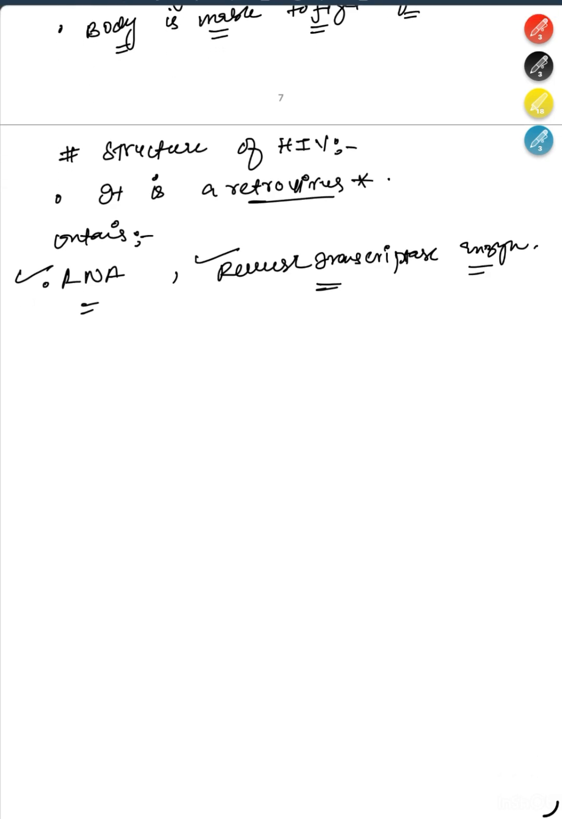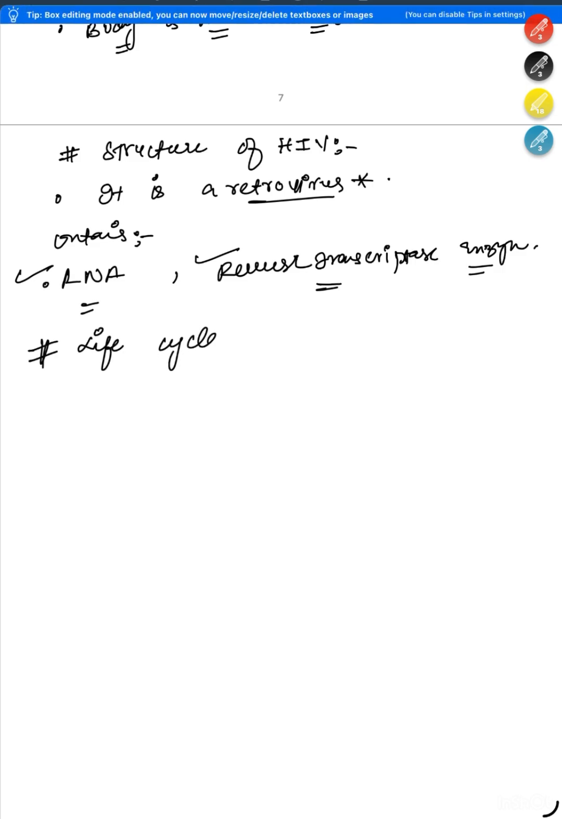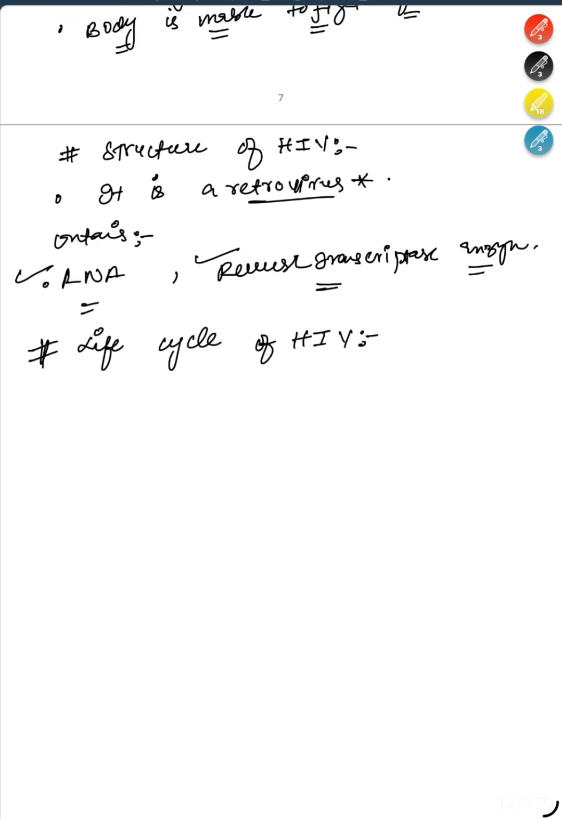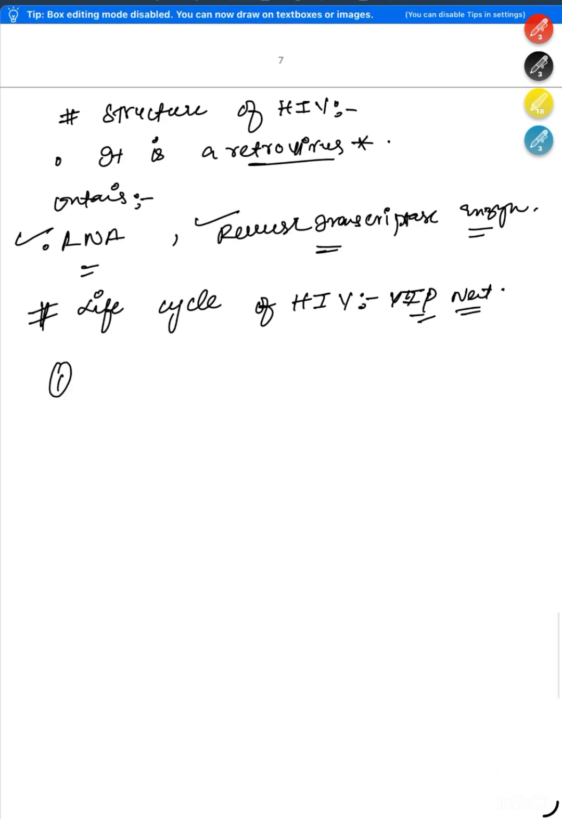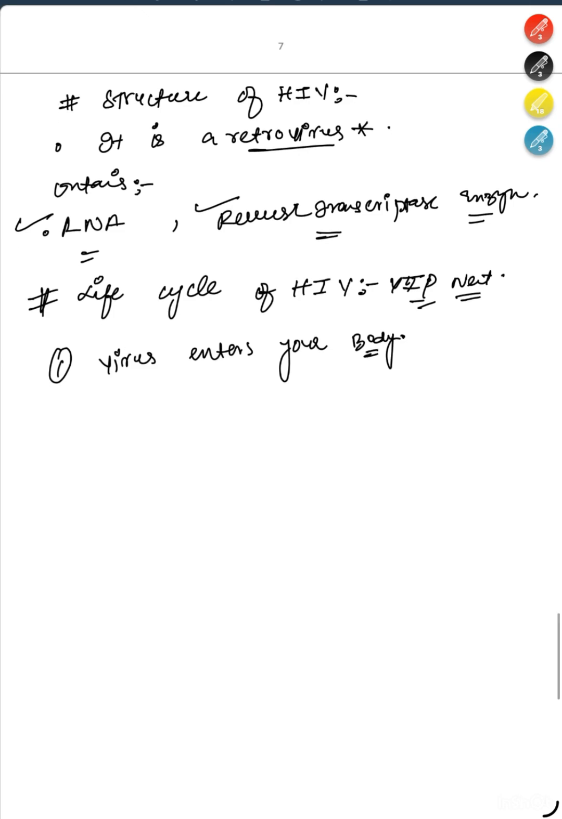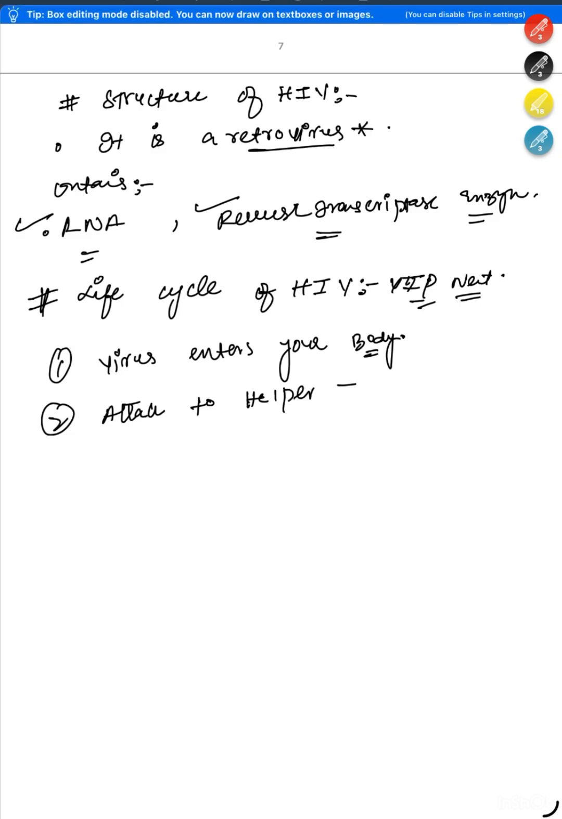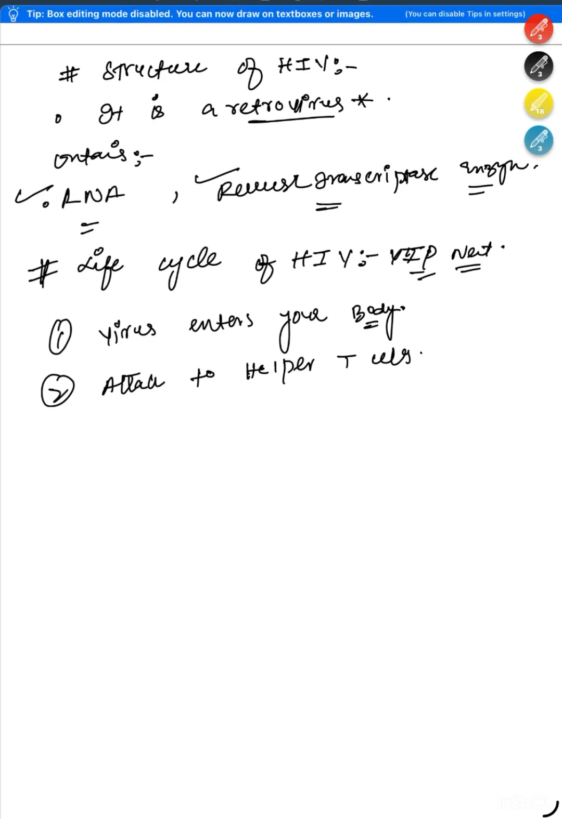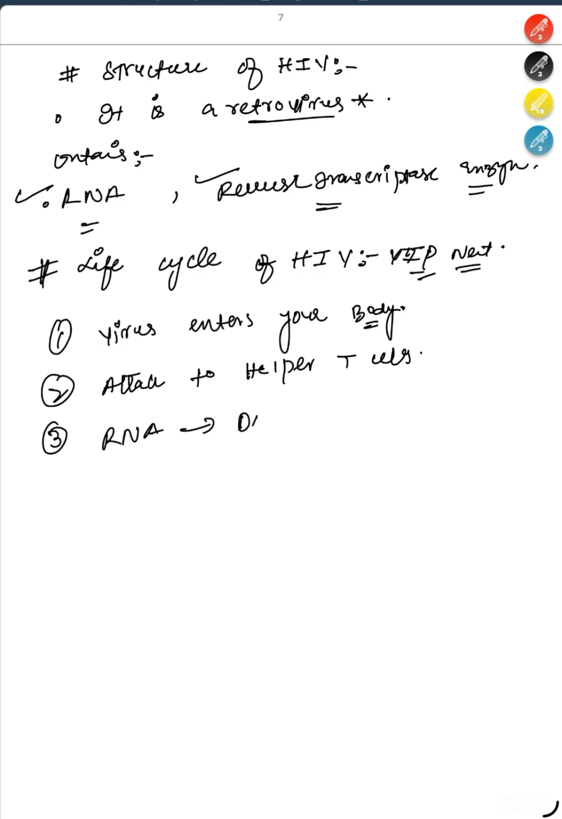So now, if we look at the life cycle of this HIV, very important for the NEET examination. So what happens? Firstly, this virus enters your body. Then what happens? This virus attaches to the helper T cells. After attaching to helper T cells, what does it do? RNA gets converted into DNA. By which enzyme? Using reverse transcriptase that we talked about here. Fine.